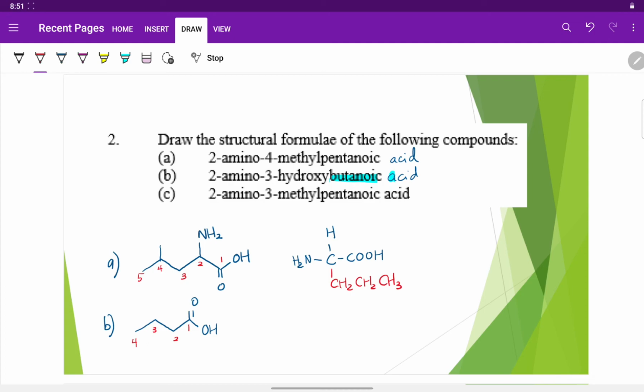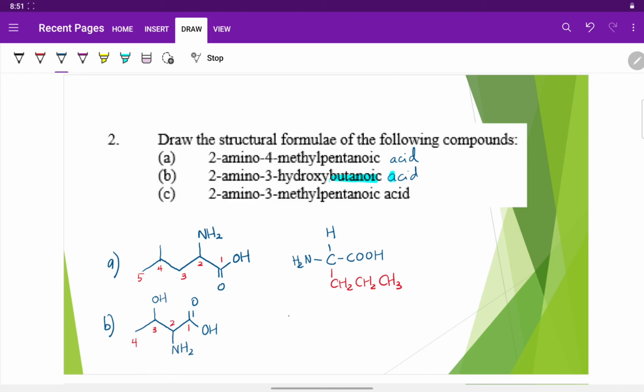Okay, jadi pada position yang kedua dekat sini, okay, saya padam. So, here you will have your amino group. Okay, carbon nombor 2 dekat sini tadi. Okay, and then kemudian pada position yang ketiga at carbon number 3, you have your hydroxy group. Okay, so dapatlah bentuk dia macam ni.